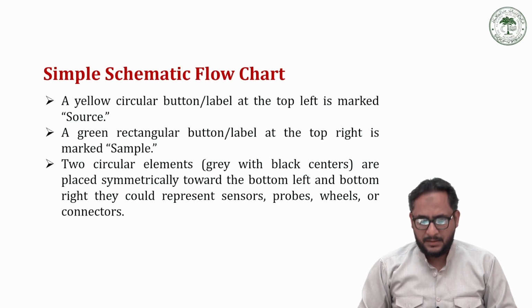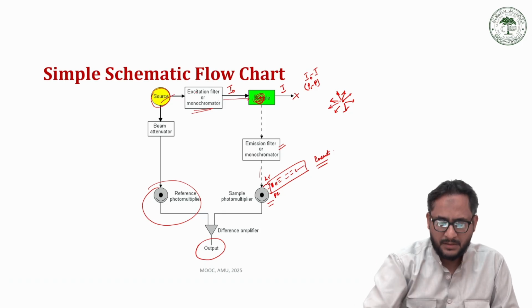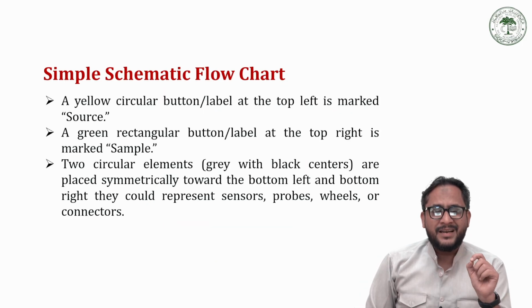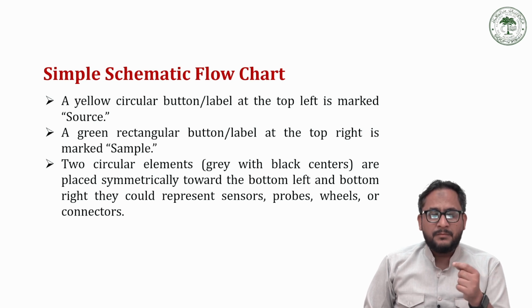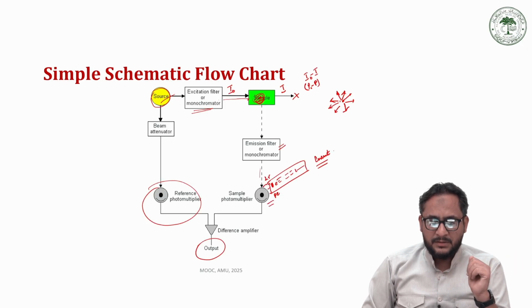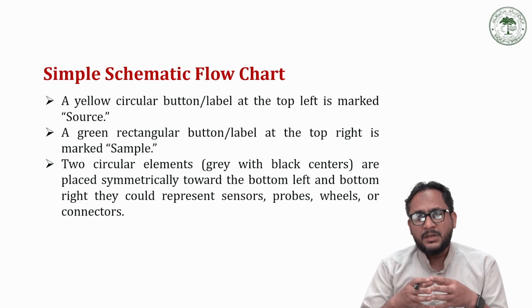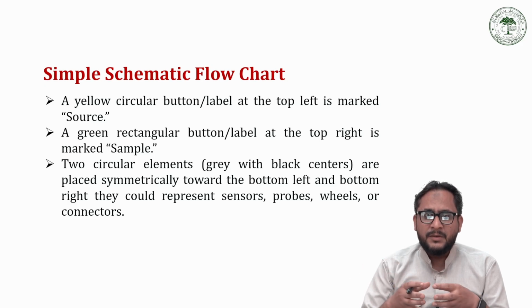This slide explains the previous schematic diagram. The yellow circular button is the light source. The light radiation generated by the yellow colored light source passes through the monochromator or excitation filter, and then falls on the sample that is of green color. There will be some interaction between the sample and the light radiation. The transmitted light, of course of lower intensity, passes, while there will be some absorption causing excitation of the electrons.